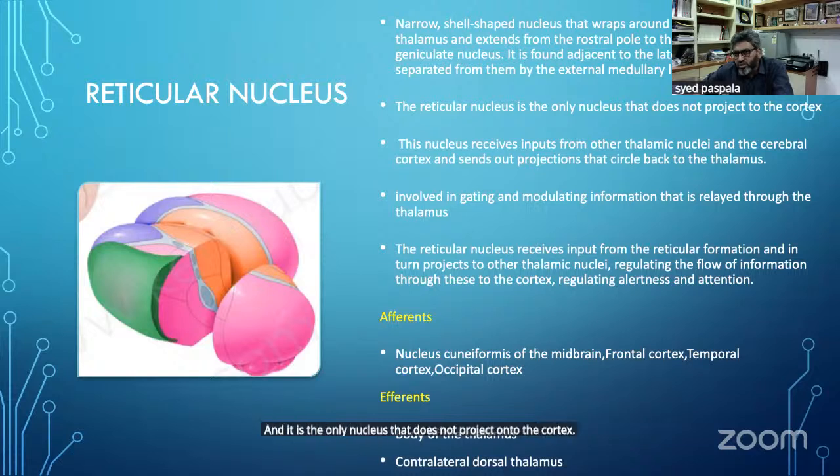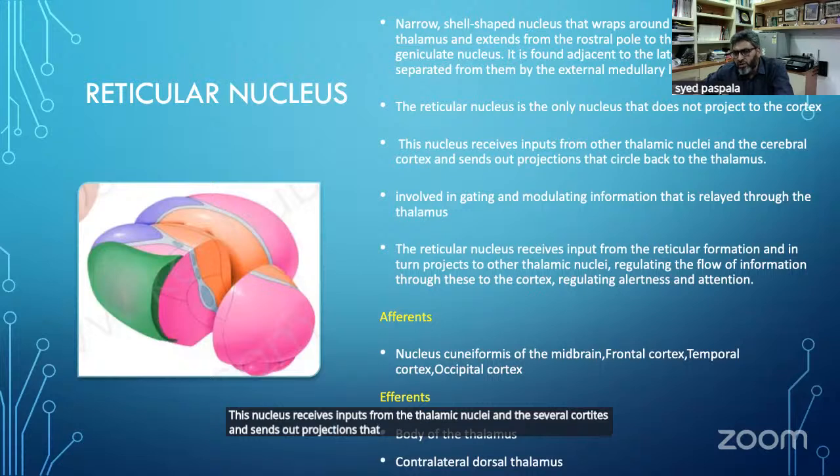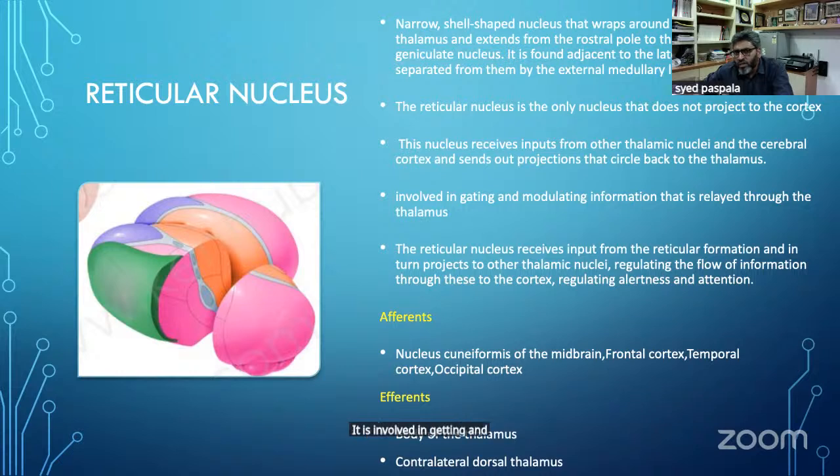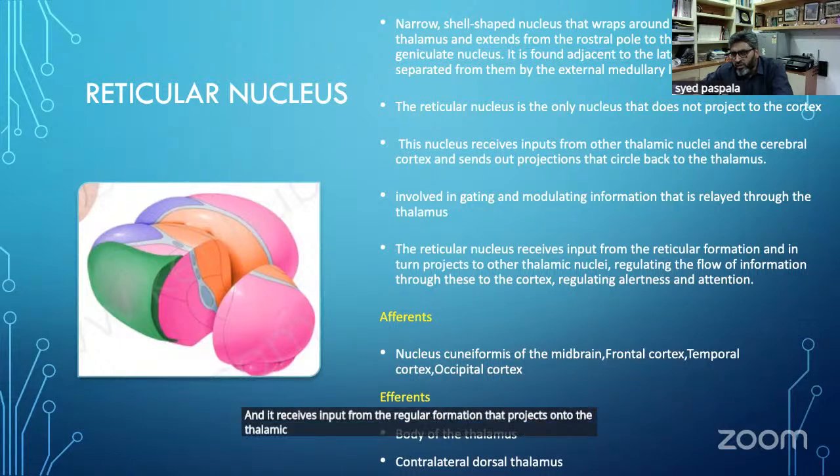This nucleus receives inputs from the thalamic nuclei and the cerebral cortex and sends out projections that circle back to the thalamic nuclei. It is involved in gating and modulating information as a relay of the thalamus. And it receives input from the reticular formation that projects onto the thalamic nuclei, regulating the flow of information through these areas to the cortex.